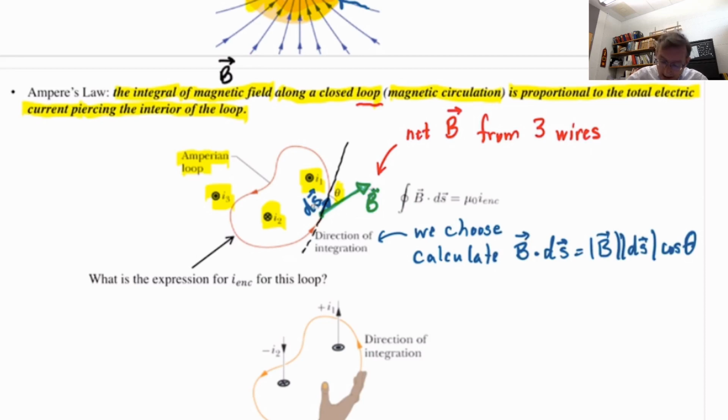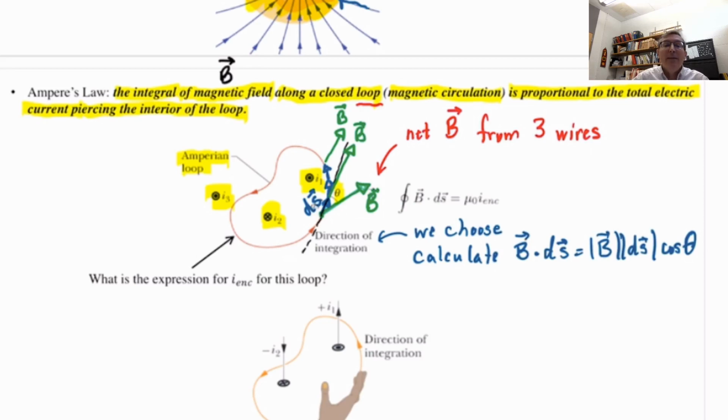Then you have to go on to the next little piece of the loop, the next little ds. You've got to find the net B right there. That might be directed that way. You've got to do B dot ds for that little piece of the loop. Then you go on to the next little piece, ds, tangent to the loop. You've got to find the net B there. That might be that way. You've got to do B dot ds for that. And you just have to work your way all the way around the loop once and add up all the B dot ds values.